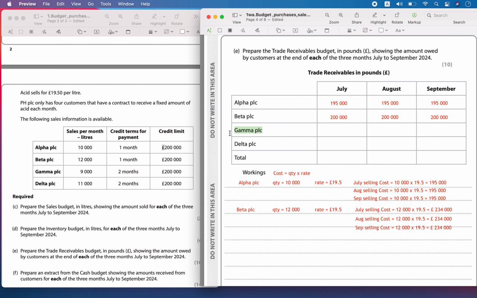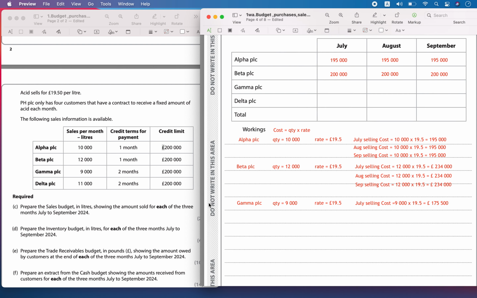Then for Gamma PLC, let's calculate. For Gamma PLC, the quantity sold is 9,000, and the rate is going to be the same. Now let's calculate the July selling revenue. It will be 9,000 times 19.5, which is equal to 175,500.